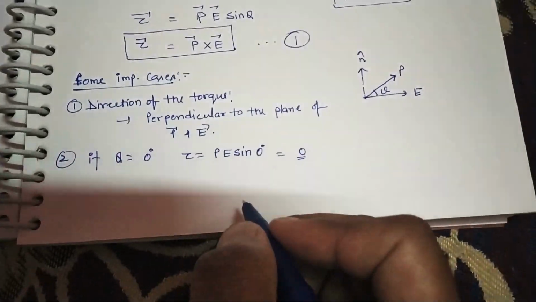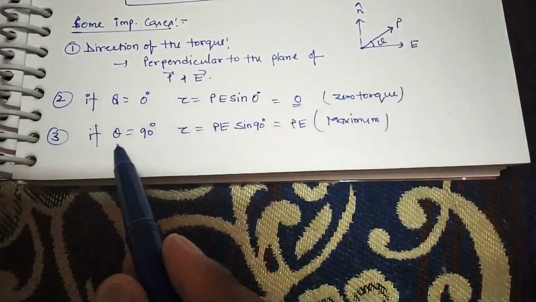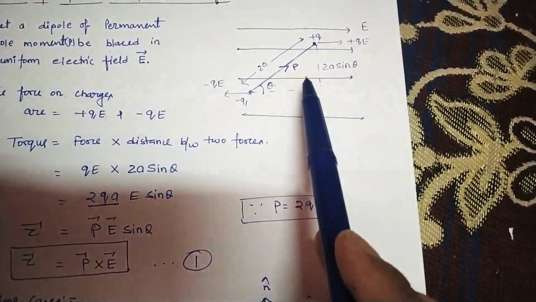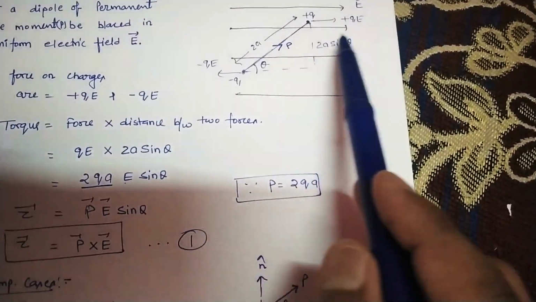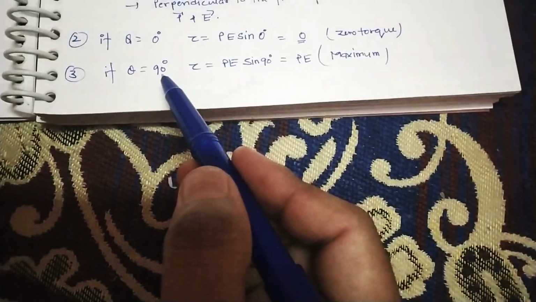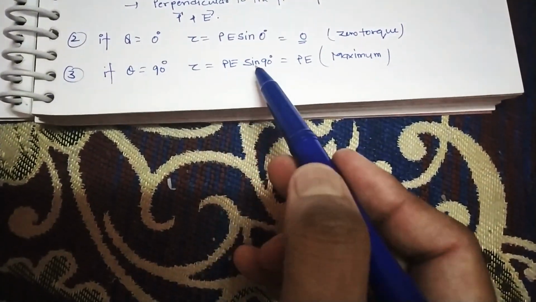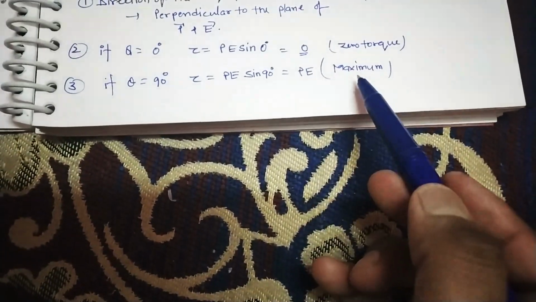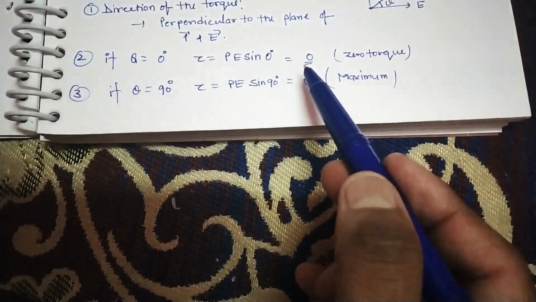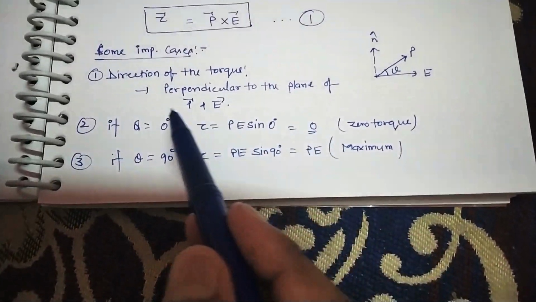This is one case. Now you see another case when theta is 90 degrees, which means the dipole is perpendicular to the electric field. It is the direction of the dipole, and it is the direction of the electric field. In that situation, theta would be 90 degrees, and tau will be equal to pE, because sin 90 is 1, and this value will be the maximum. So we got the minimum and maximum values of the torque, and its direction.